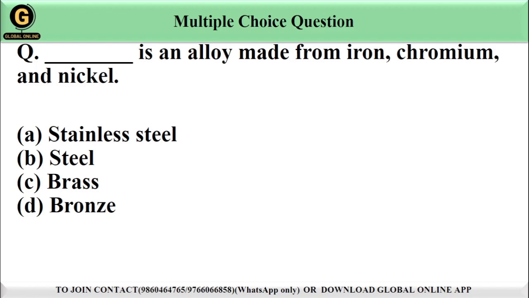So guys, stainless steel is an alloy made primarily from iron, chromium, nickel. It is known for its resistance to corrosion and staining. Steel is an alloy of iron, carbon, but it may not include chromium and nickel. Brass is an alloy of copper and zinc, while bronze is an alloy of copper and tin. So the correct answer among the options is option A, stainless steel. Let's move to the next question.